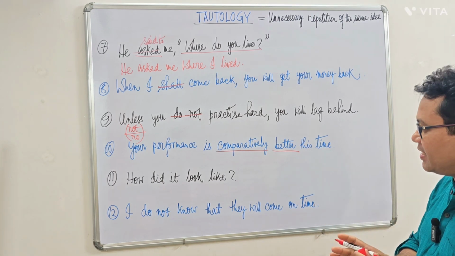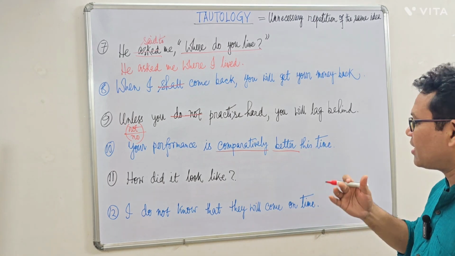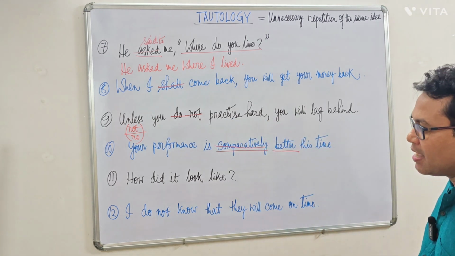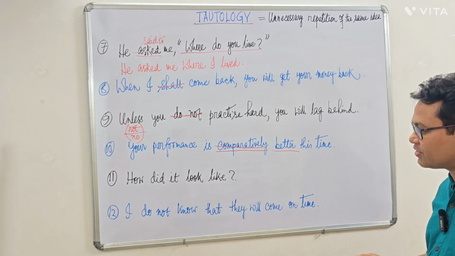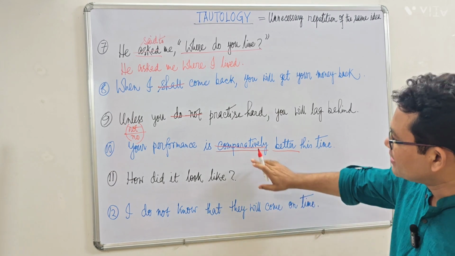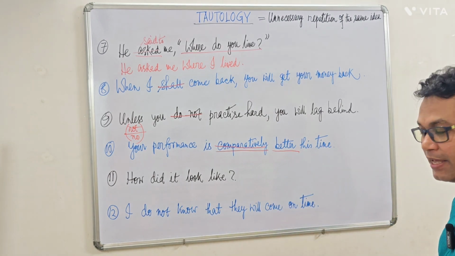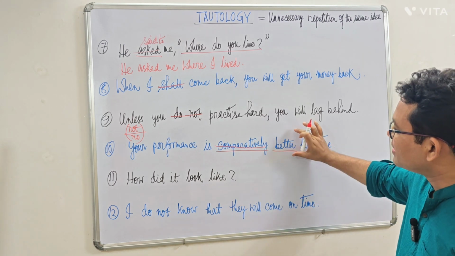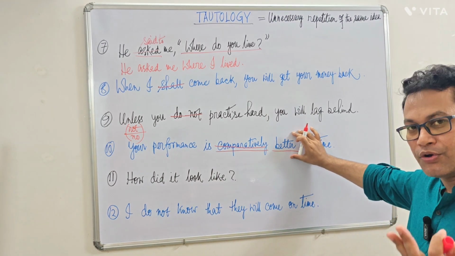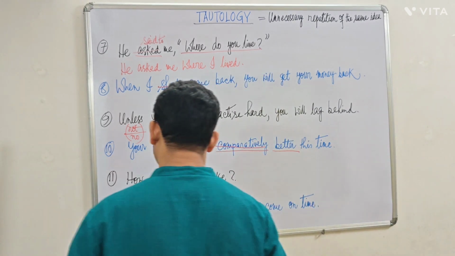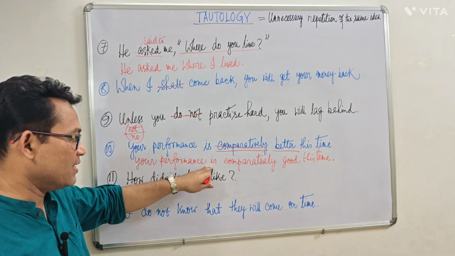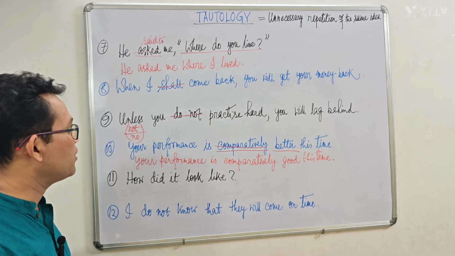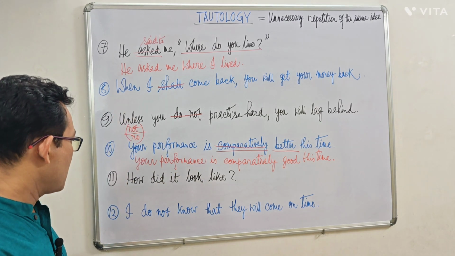Both cannot be retained. So first of all, straight away if we want to correct the sentence, this adverb should be dropped, like your performance is better this time, correct? And if we want to retain this adverb comparatively, then we have to use the positive degree of the adjective better, that is good, like your performance is comparatively good this time. So these are the two correct versions without the idea of tautology.